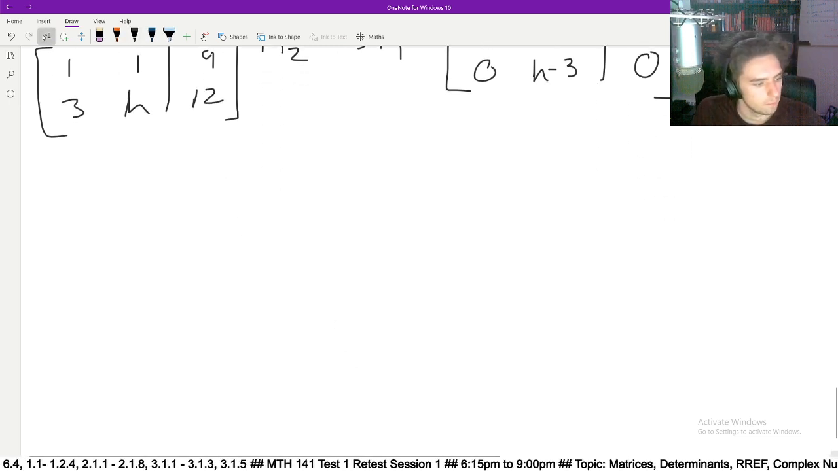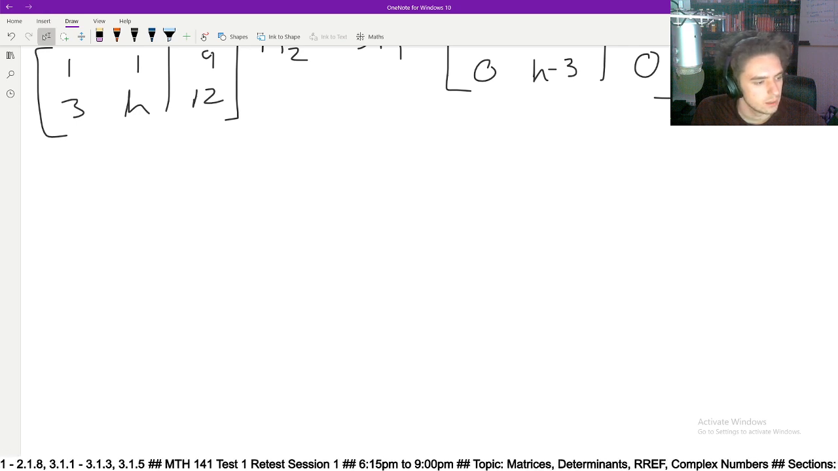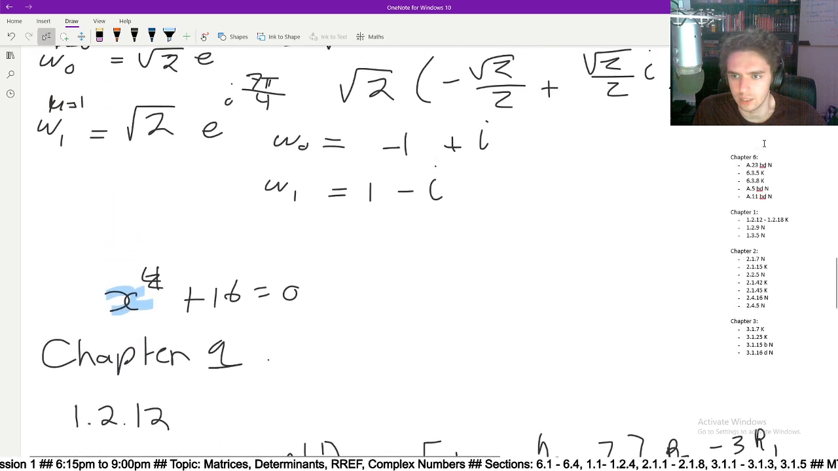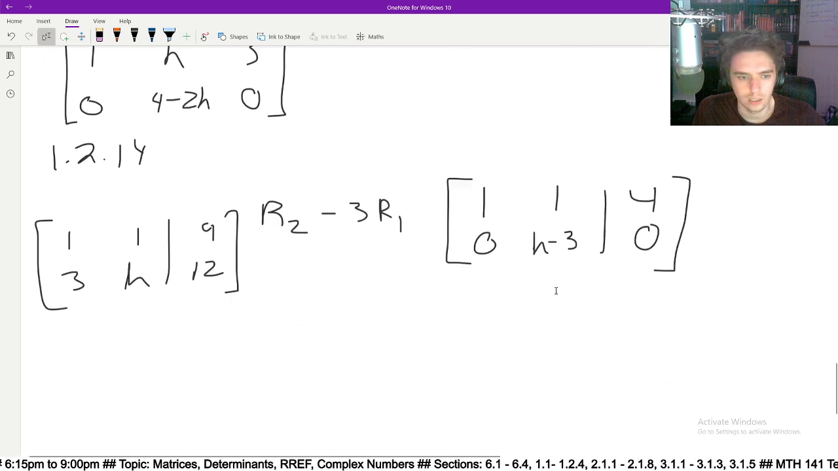Maybe let's skip 15. Let's do 16. System is consistent. 17 and 18 are not actually that good. We can scratch that off. I don't know why I went up to 18 here. So let's just do 16.